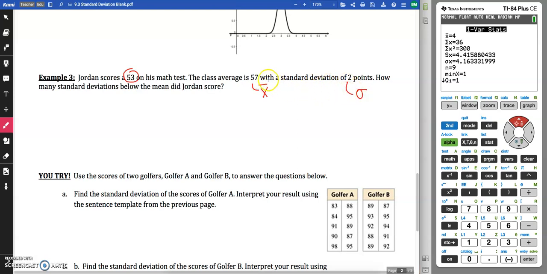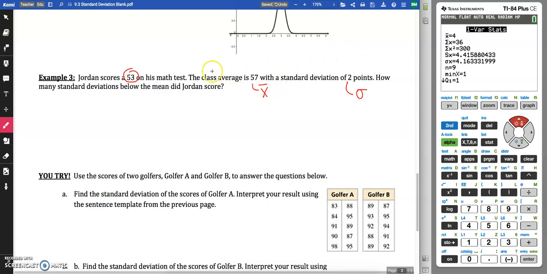I don't know if I've mentioned this yet. This symbol here is a symbol for mean, and you can actually get that from your calculator. See the very top number when we do 1-bar stats? That's the mean. So if you ever wanted to calculate mean, you could use your list and do 1-bar stats to get the mean here.